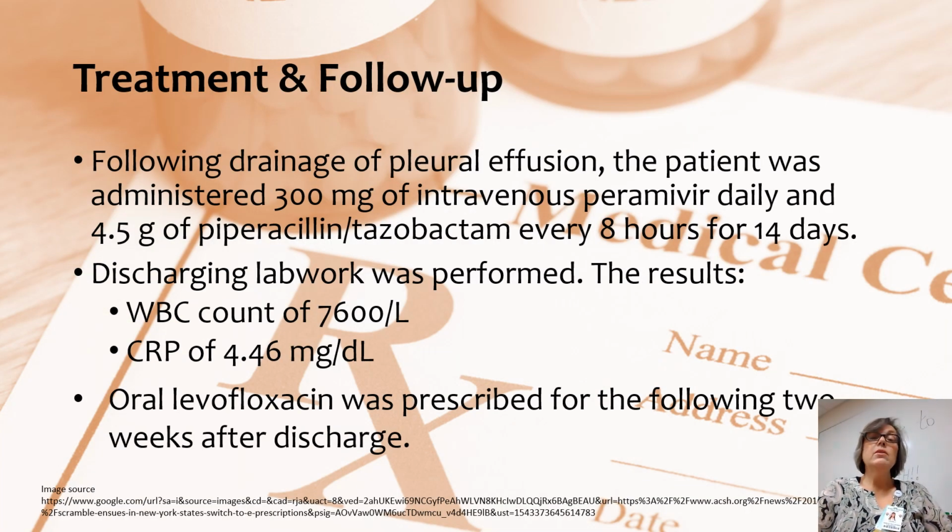His treatment was drainage of the pleural effusion, and he was also administered peramivir, which is an antiviral for influenza, and piperacillin and tazobactam every 8 hours for 14 days. Upon discharge, his WBC count had dropped into the normal range, 7,600, and his C-reactive protein was still slightly elevated but down considerably to 4.46. He was given oral levofloxacin to continue for the next 2 weeks.